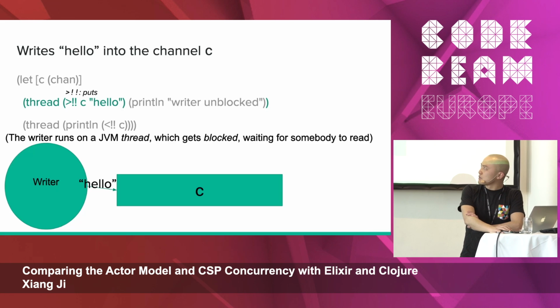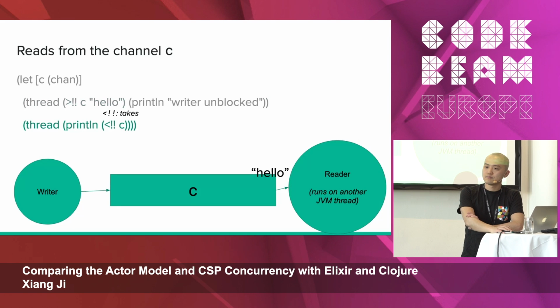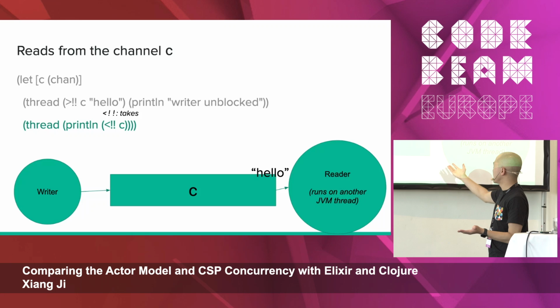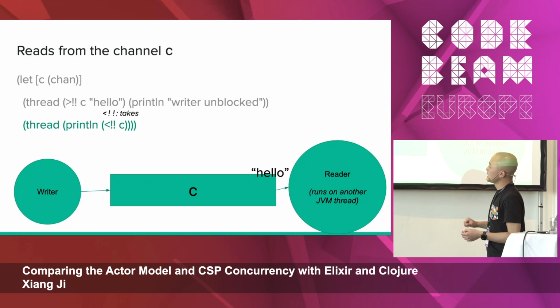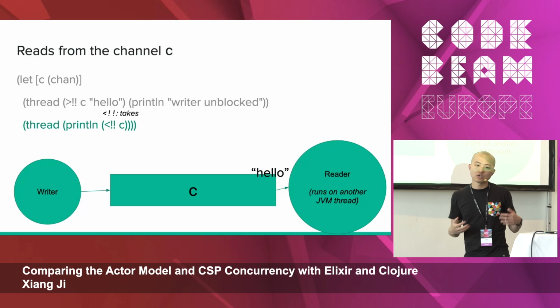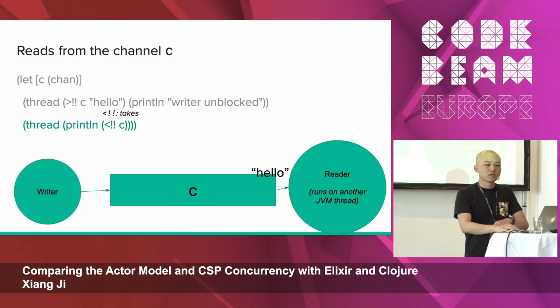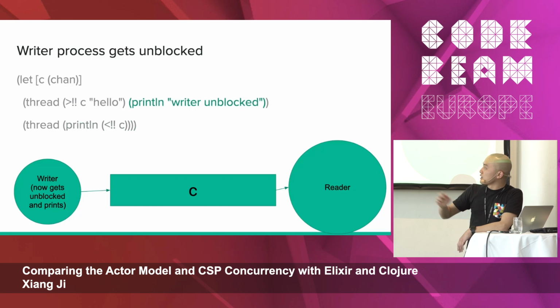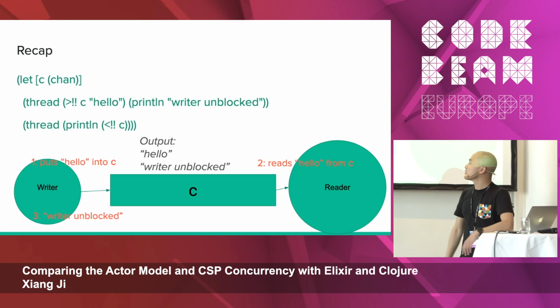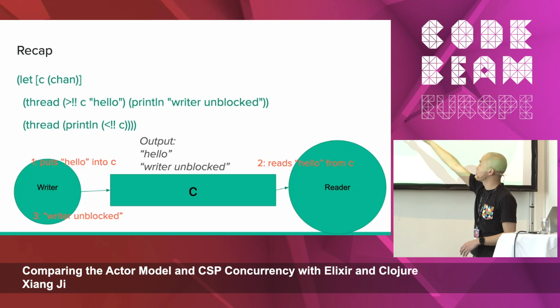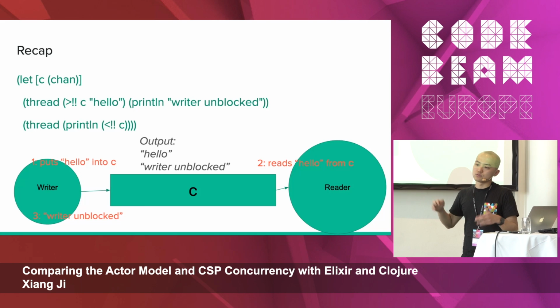And now we spawn another thread, also run on a JVM native thread. It will take whatever is in the channel. In this case, it's a hello message. I print it out. And now the channel is free again, so the writer knows it's unblocked. This is what synchronous means. So the two sides have to collaborate with each other. The writer has to wait for a reader to appear. And now we can get this message. So to recap, first it puts hello into the channel. It reads hello from the channel, and then writer unblocked happens. And then those two threads will no longer be there.